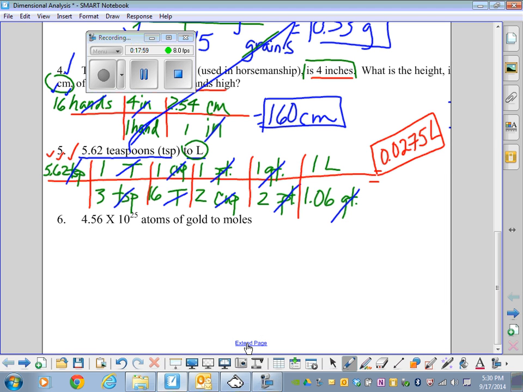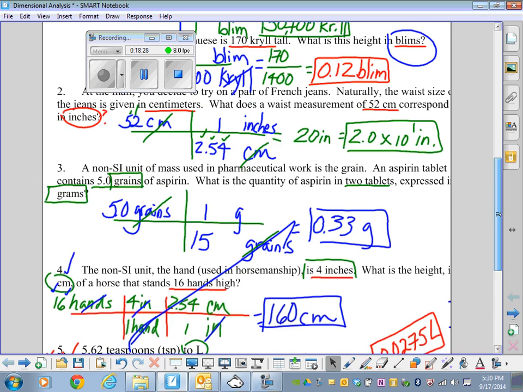Now here we're working with atoms and moles. In chemistry class, we will spend a great deal of time working with atoms and moles. These are somewhat new concepts to you. Mostly moles, probably; I would imagine you have not been exposed to them. Atoms, I'm sure you heard about in middle school science, and we talked about that even earlier in the school year. So we're going from atoms to moles.